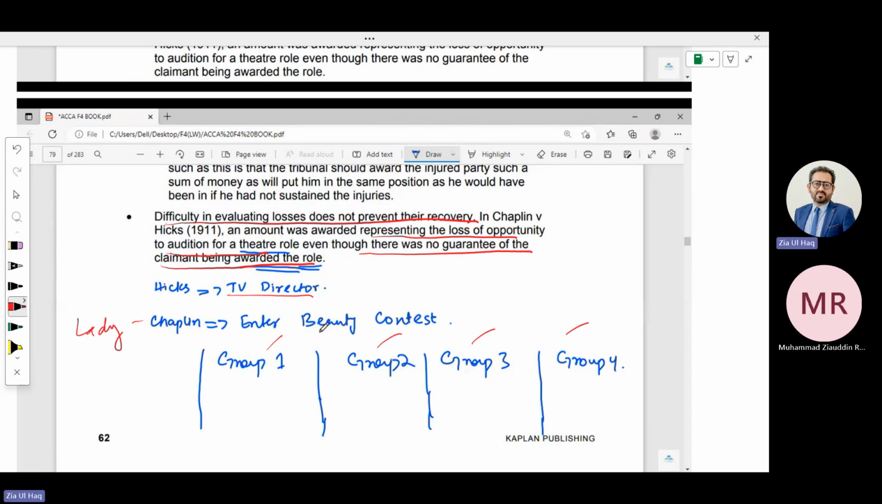So in that case, what was decided? An amount was awarded representing the loss of opportunity to audition for a theater role, even though there was no guarantee of the claimant being awarded the role. The court decided, okay, Chaplin's claim is genuine because it is the fault of Hicks that he didn't inform the Chaplin on time regarding his selection from the group.